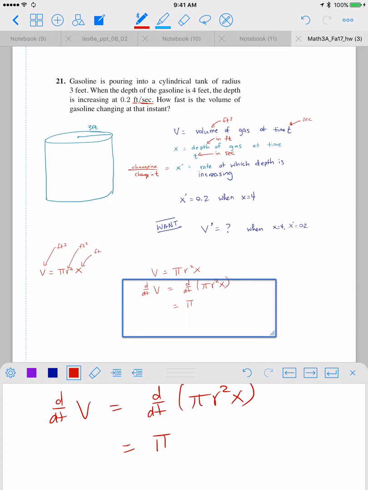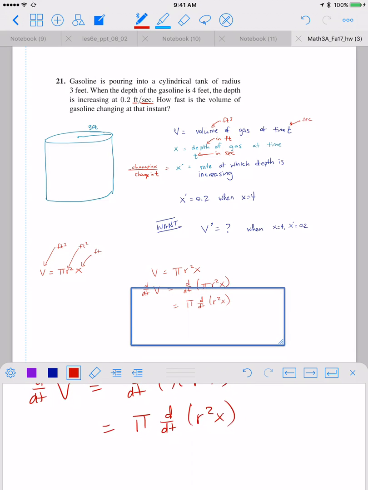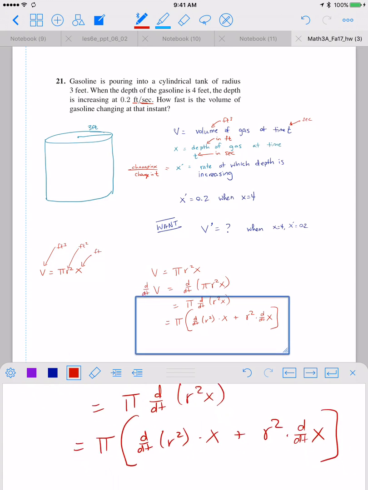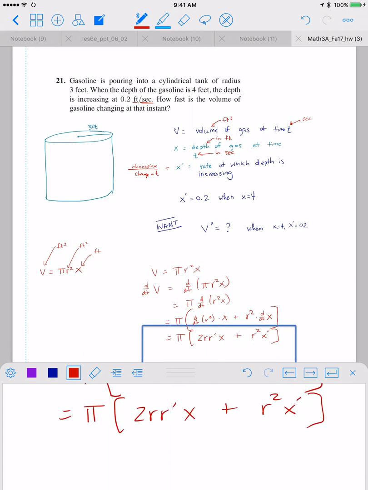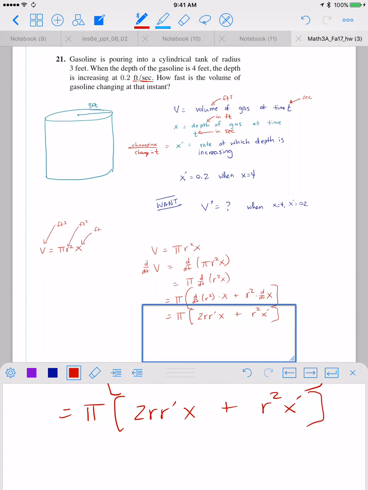Now, we need to do the product rule, right? So if we want d/dt of r squared x, that's going to be the derivative with respect to t of r squared times x plus r squared times the derivative with respect to t of x. And so all of this is going to be multiplied by pi. Okay. Now, what is d/dt of r squared? That'll be 2r r prime. And what is d/dt of x? That'll just be x prime. All this is times pi.